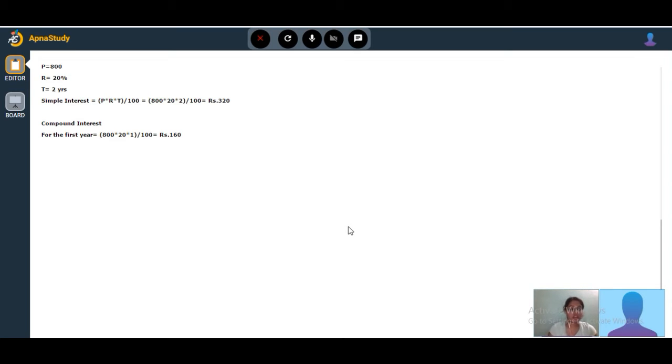Now, in case of compound interest, we must be very clear that the amount for the first year is basically 800 plus 160 in this particular problem, which turns out to be 960.